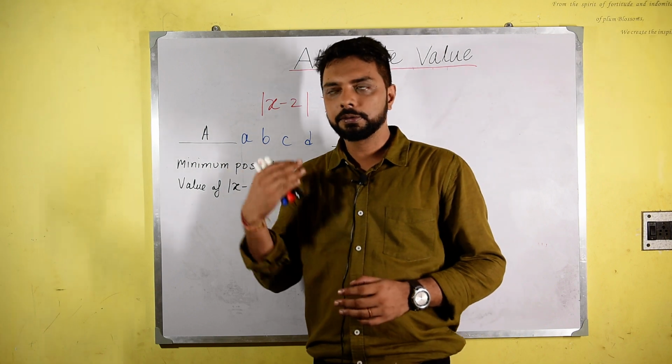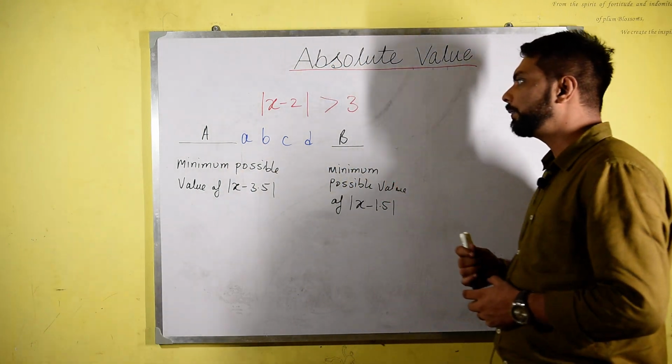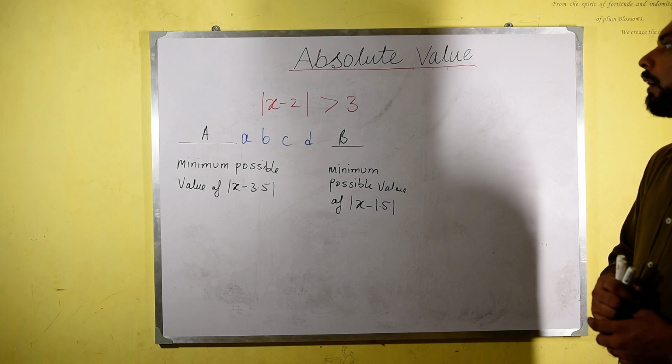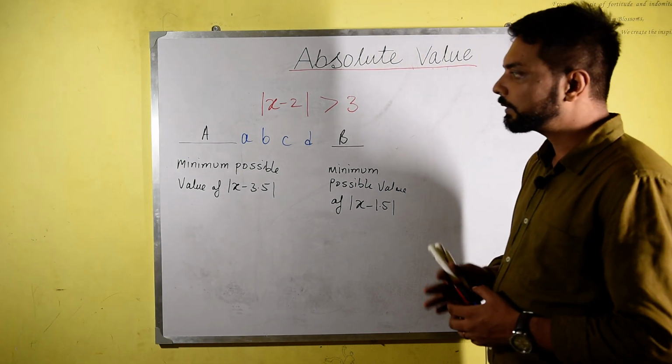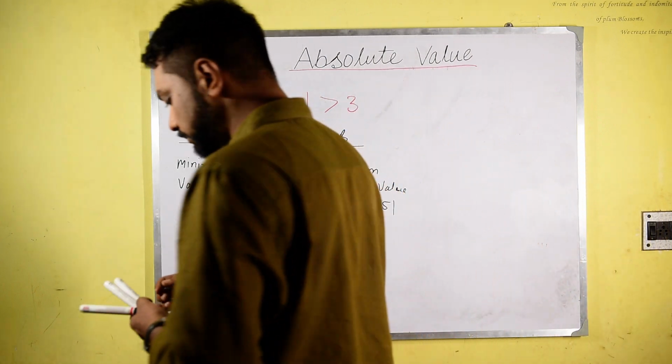So let's start the question. Let me read this question for you. It is given that mod x minus 2 is greater than 3, and the quantity A is the minimum possible value of mod x minus 3.